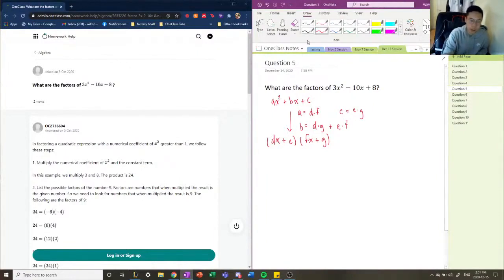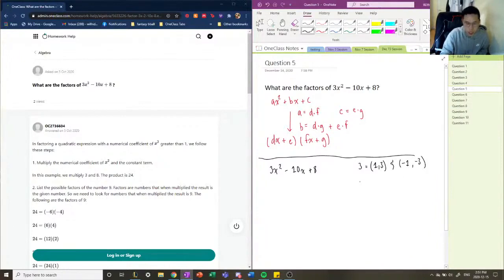Okay, so we're going to do our actual question here now. So we have 3x squared minus 10x plus 8. First of all, we need to think of the factors of coefficient a, which is 3. So what are the factors of 3? Well, we have 1 and 3. And since it's a prime number, we only have 1 and 3 and negative 1, negative 3.